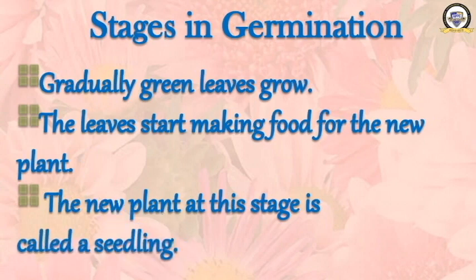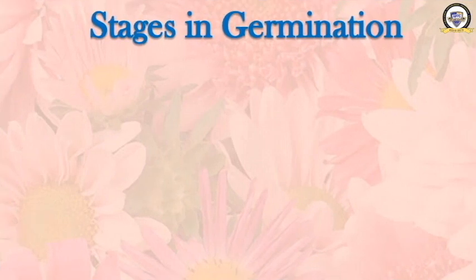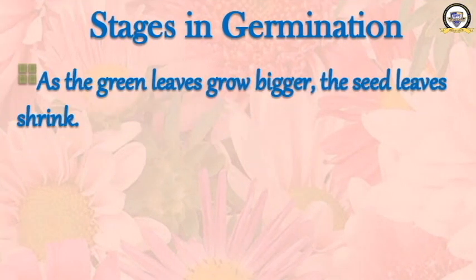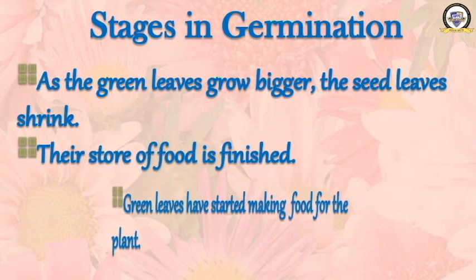Now a plant came out. Yes or no? Yes. And that new plant is known as the seedling. Now this seedling, this baby plant, is able to produce food for its needs. Till then, the leaves inside the seed were storing food for the baby plant. Okay, then what happens? As the green leaves grow bigger, the seed leaves shrink, their store of food is finished.